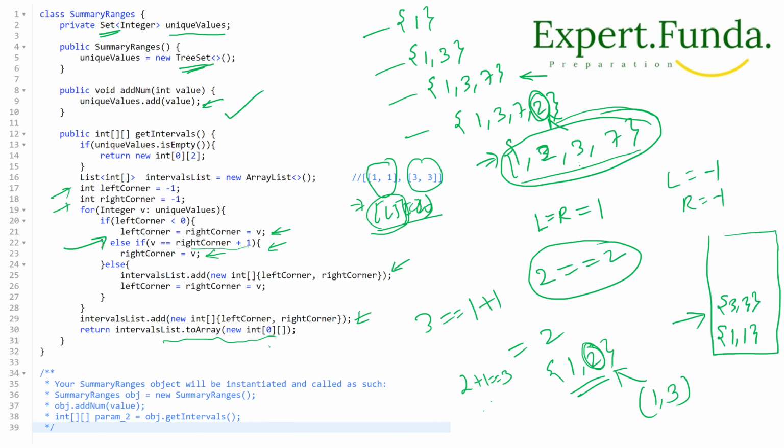Then we will return our interval list using the 2D array, and we will return it in array form. I think this video will help you.